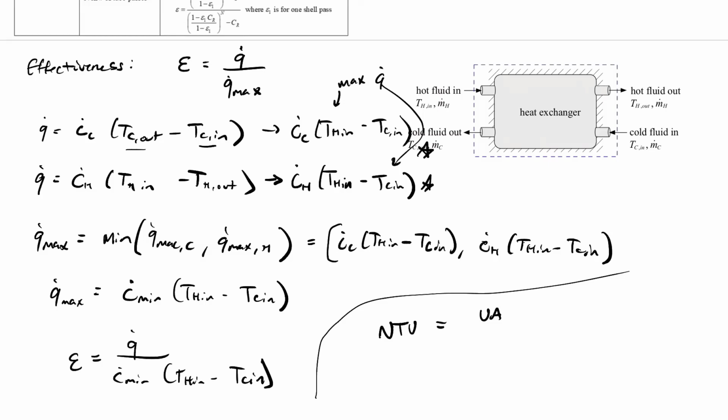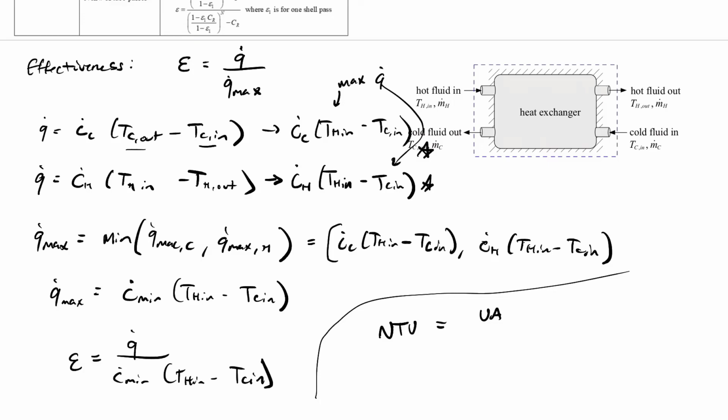But it has to be normalized in some way. So for a given device, let's think about this kind of thought experiment. For a given UA, what would happen if I took the C dot, the capacitance rate, and slowed it way down, made it basically like creeping flow through that device? You would expect to see really effective heat transfer in that device because it's basically way oversized for the flow that it's getting, right?